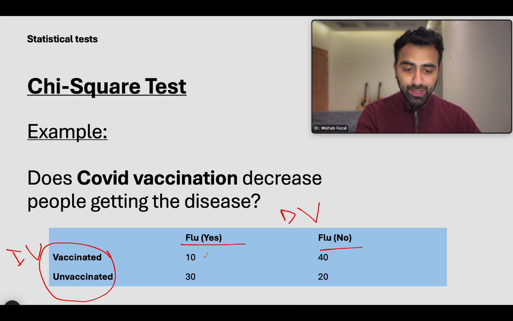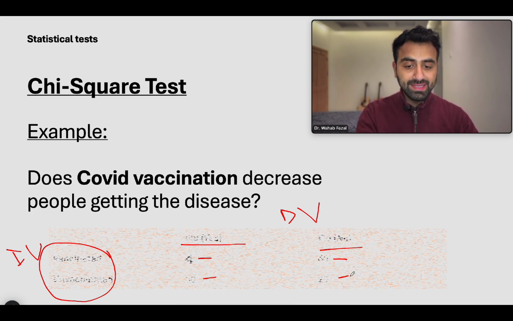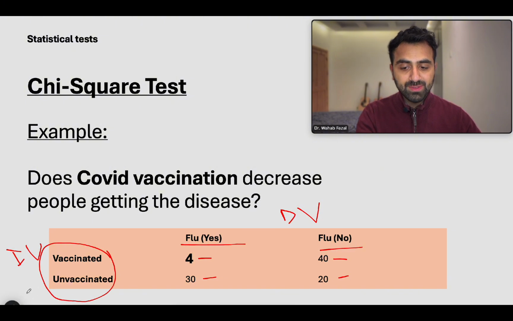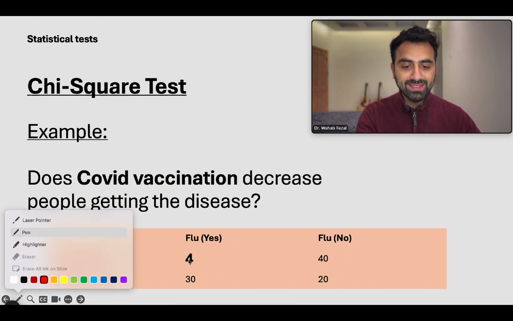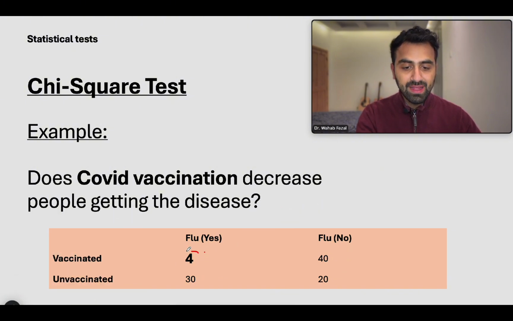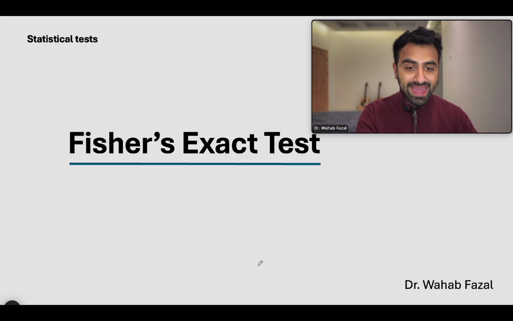Now, what I want you to understand is that this is usually for larger sample sizes, and what I mean by 5 in each cell is that the value in each of these cells needs to be greater than 5 for a chi-square test to work. But what if this value is less than 5? Like this here. Well, then you do something called a Fisher's exact test.